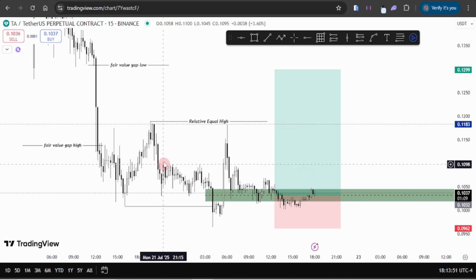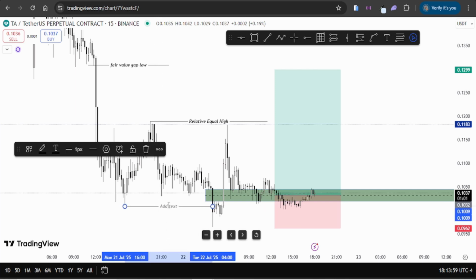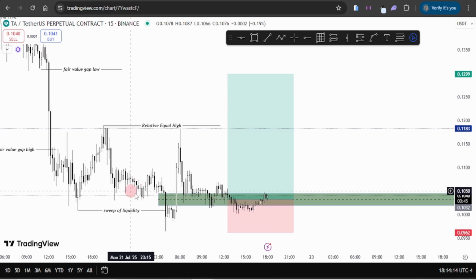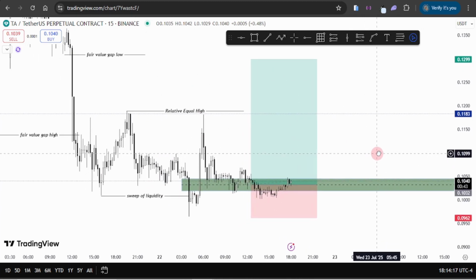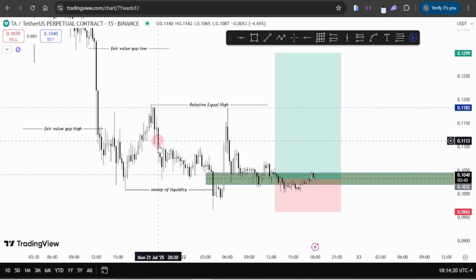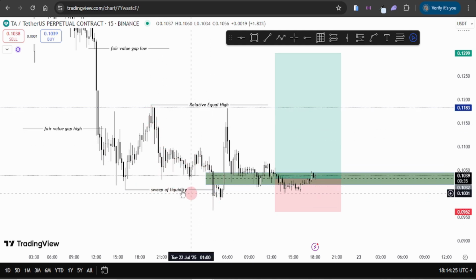So I want you to observe this leg that took out this relative equal low, or this leg that took out this liquidity. So let me say sweep of liquidity. I like to see my inversion fair value gap come inside the leg that swept a major liquidity pool.